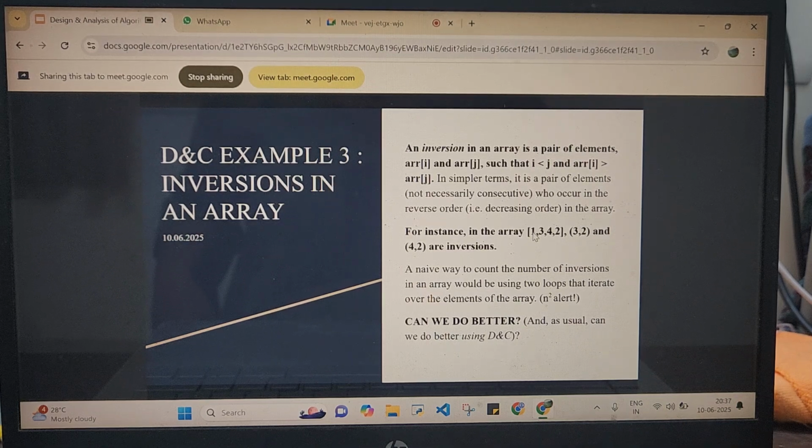So for instance, if you take this array 1, 3, 4, 2, then 3, 2 is an inverted pair and 4, 2 is an inverted pair. So that is what we mean by inversion in an array.